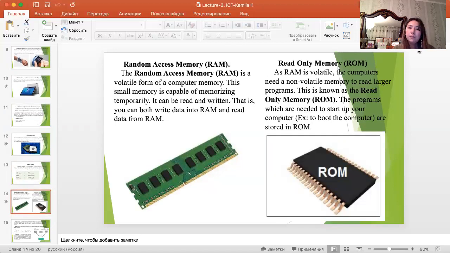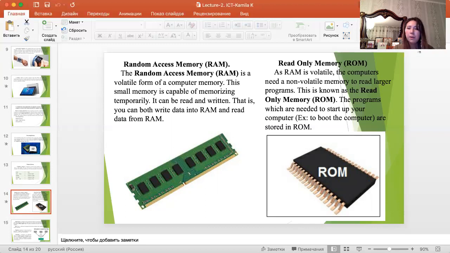Random access memory is a volatile form of computer memory. This small memory is capable of memorizing temporarily. It can be read and written. That is, you can both write data into RAM and read data from RAM.